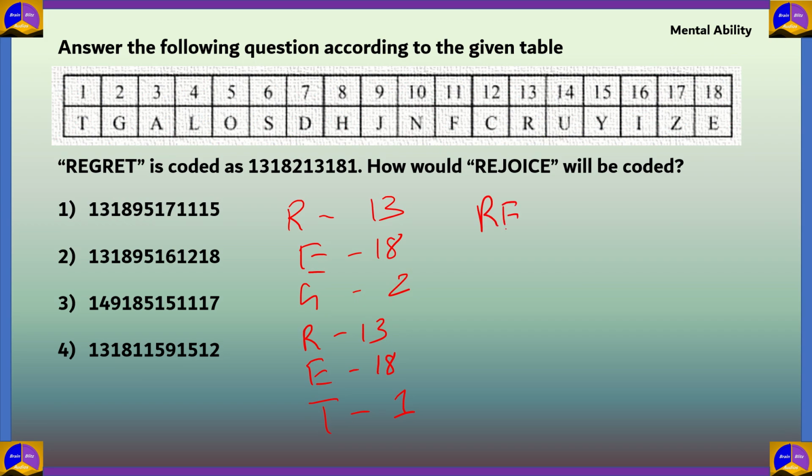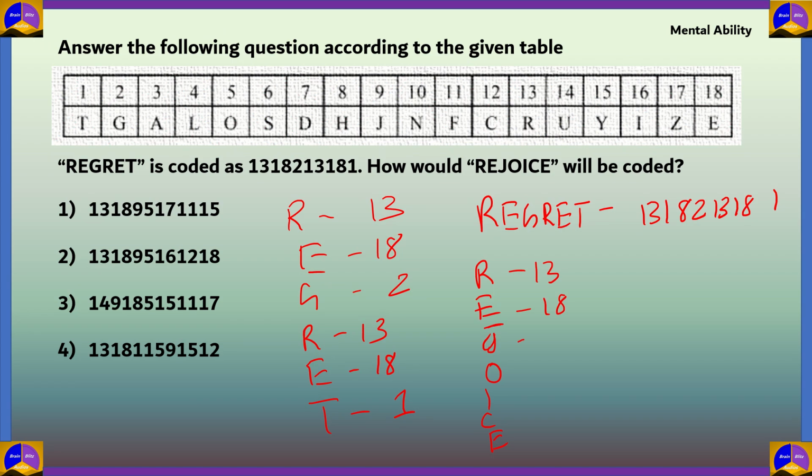So if we join them all, regret would be 1318213181. Now this is the same number given in the question. So we just have to find the values of each of the letters in the word and then we have to join them. So in rejoice we have R, E, J, O, I, C, E. R is 13, E is 18, J is 9, O is 5, I is 16, C is 12, and E is 18.